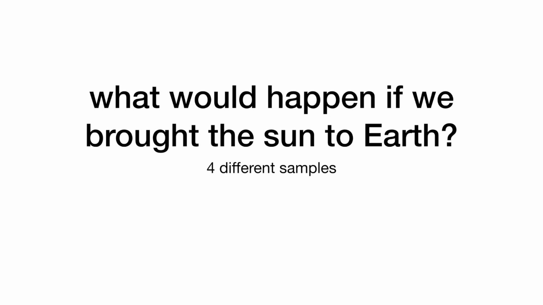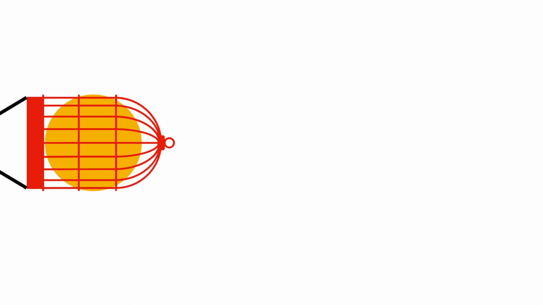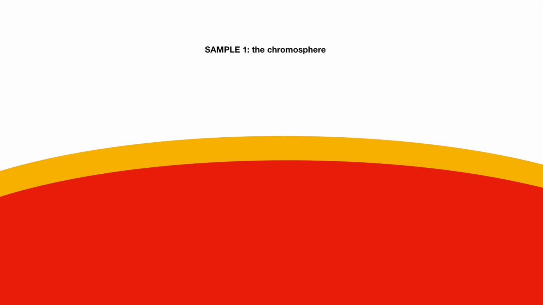Okay, so what would happen if we brought a piece of the sun to Earth? Short answer, you die. Long answer, it depends on what piece of the sun. Let's bring four pieces of the sun to Earth, each the size of a house.